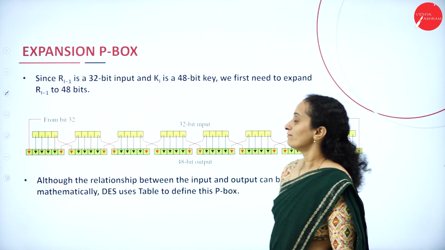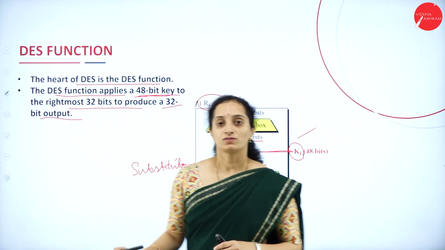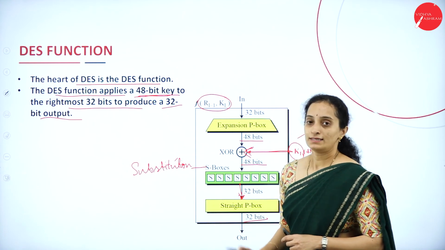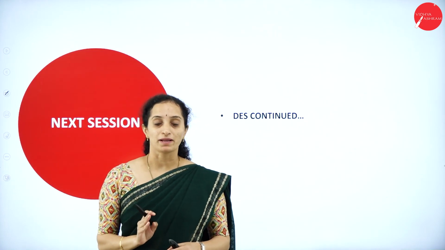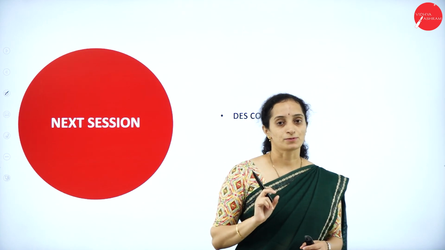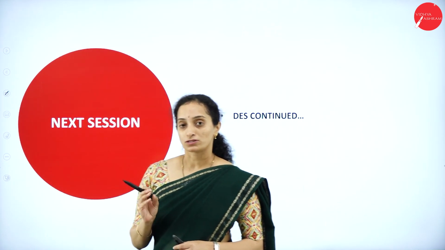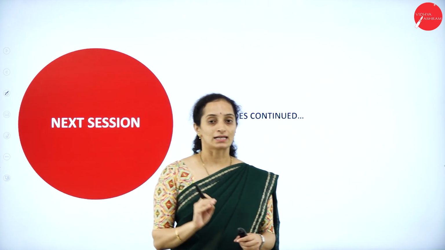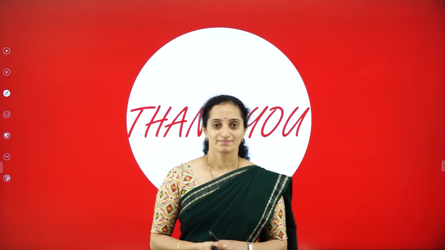Here we have the expansion P box. This is the procedure of the function of DES. In the next session, I'm going to explain all three boxes, that is the expansion box, the substitution box as well as the straight P box, and how they are going to generate the cipher text. Thank you.